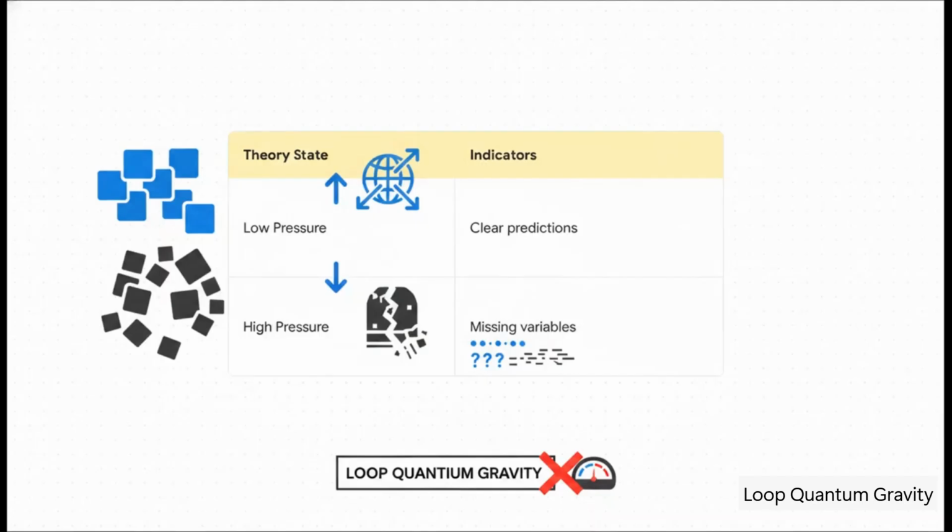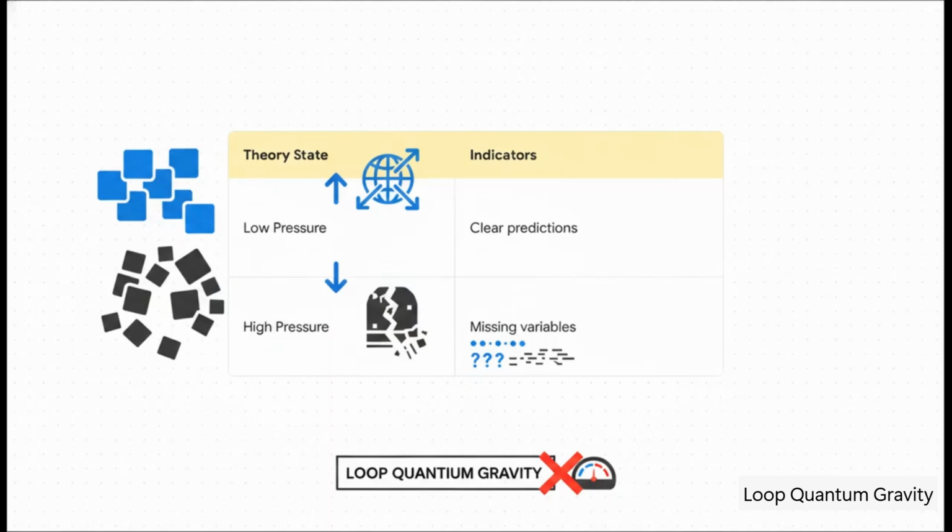Let's compare these two states. A low-pressure theory is a healthy theory. It gives us clear predictions, it smoothly bridges the gap between different ideas, and it relies on hard, testable facts. On the flip side, a high-pressure theory has missing variables. It needs constant revisions by scientists just to keep it from falling apart. And crucially, for LQG, it completely fails to produce the smooth space we know is out there.